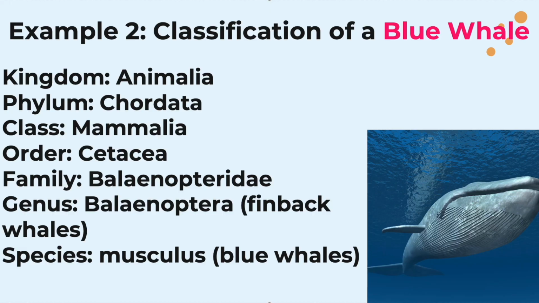And the blue whale is our second example. So the kingdom is Animalia, the class is Mammal, and finally the genus is Balaenoptera, and the species is Musculus.